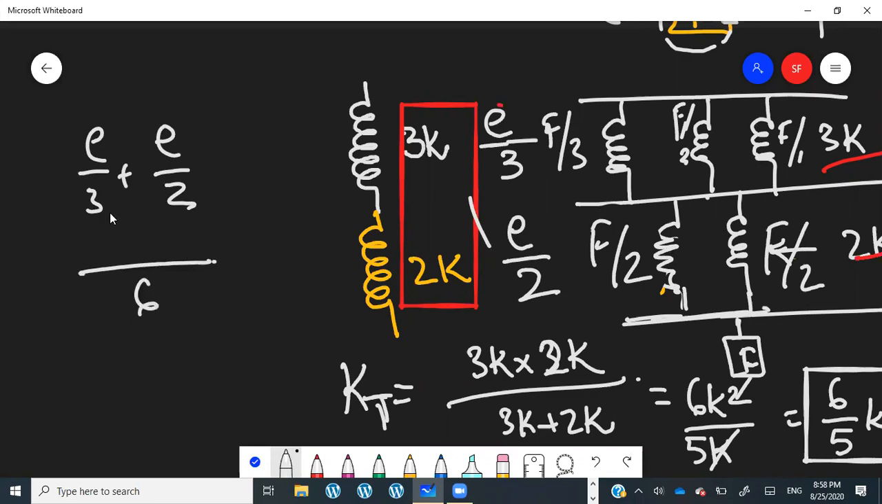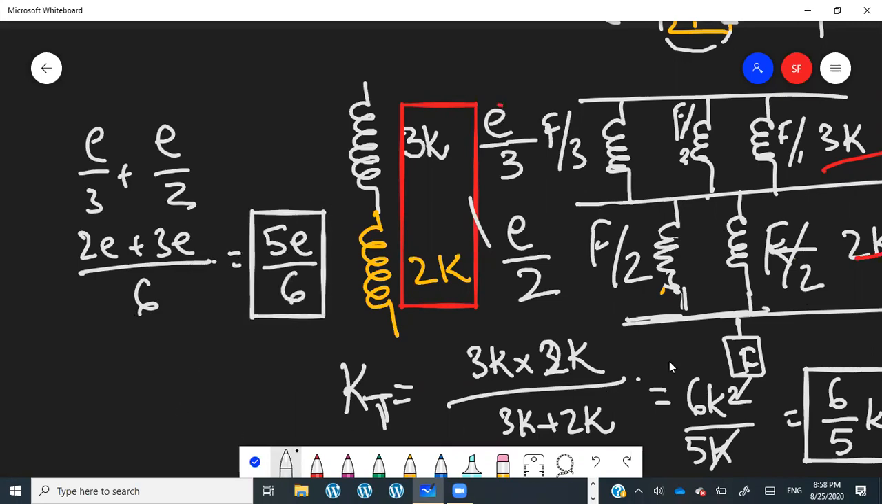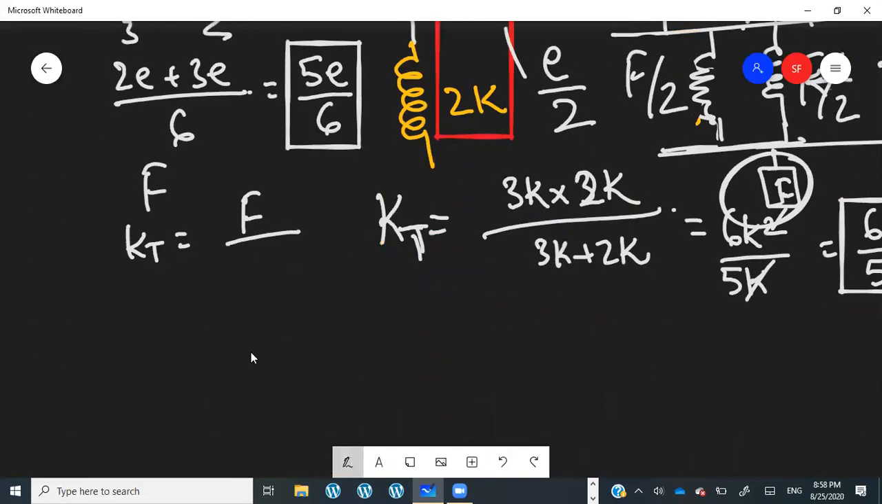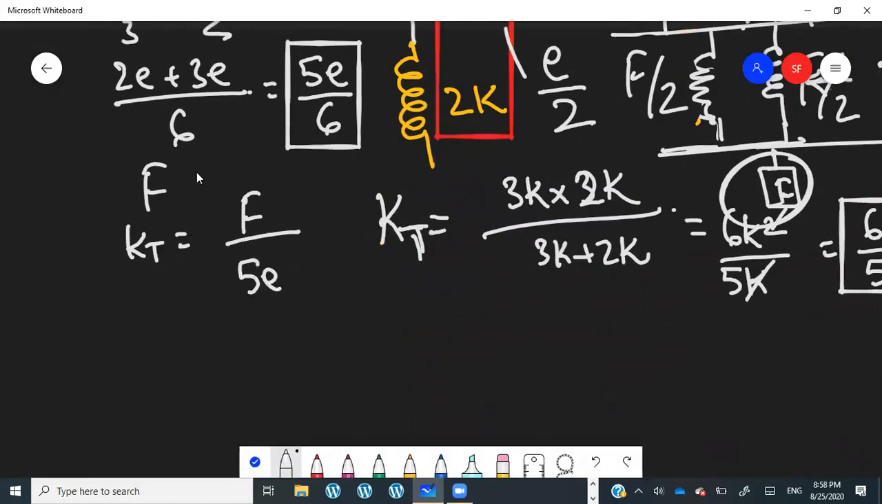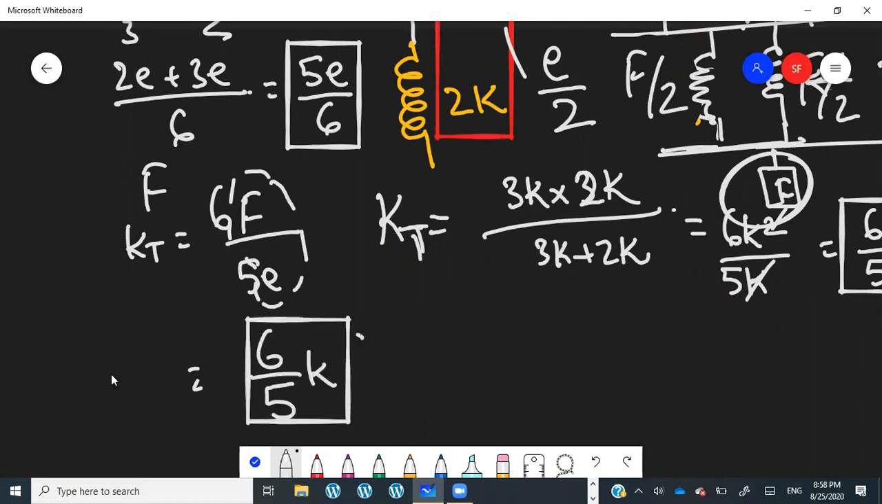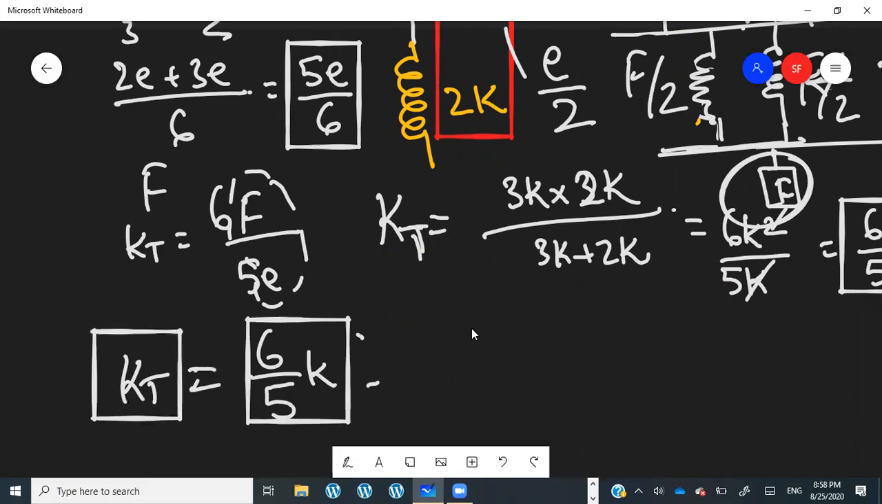3 times 2. And if you add them, it's going to be 2E plus 3E, and this is going to become 5E upon 6. This is the total extension. The total force is still F. So what's going to be the total spring constant? F upon the total extension. The total extension is 5E, and then the 6 will go up. And then F upon E becomes 6 upon 5K. Get it? Yes. Okay, so now you get it.